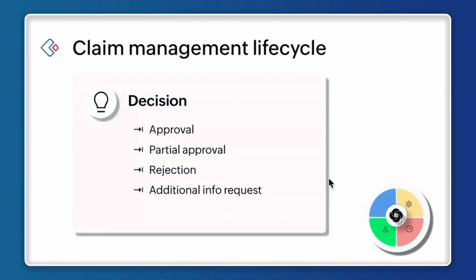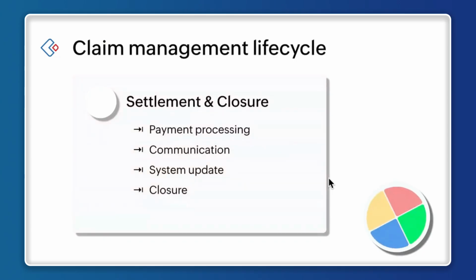In this third step, depending upon the assessment result, either the approval of the claim, partial approval of the claim, rejection, or a request for additional information, all these decisions will be taken. Let's say that they need some additional information from the customer's end or from the policyholder's end. So that will be taken. And once the documents are received from their end, either it goes into the approval, partial approval, or rejection. Once the decision is made, then it goes into the final step, that is settlement and closure.